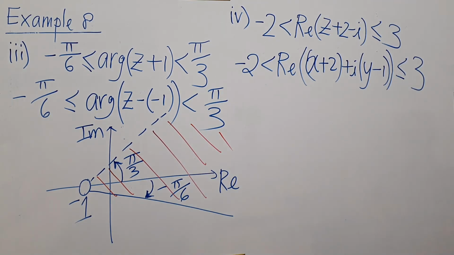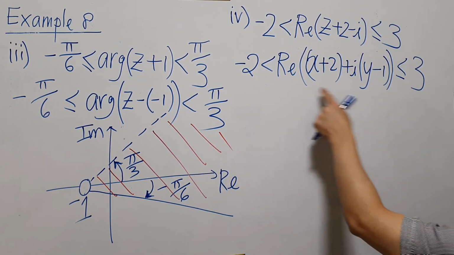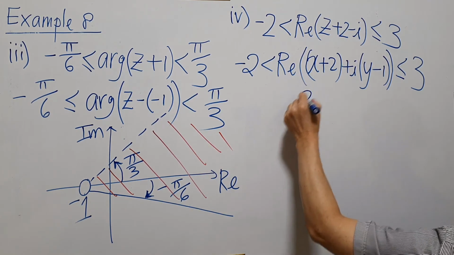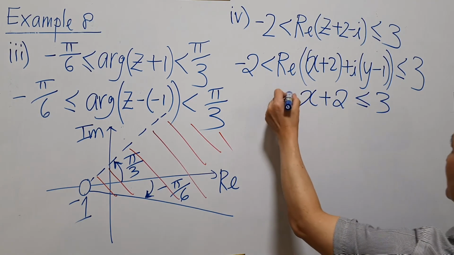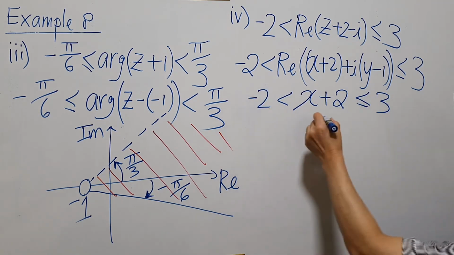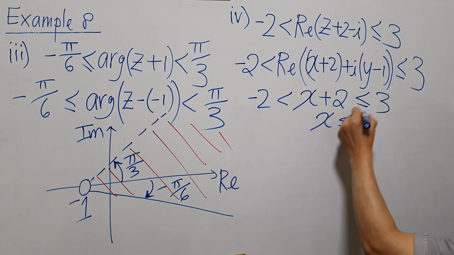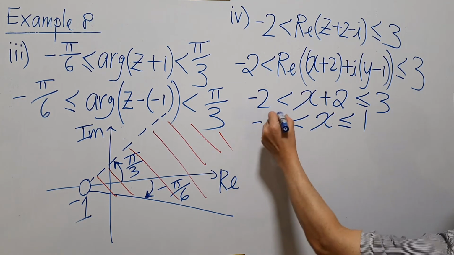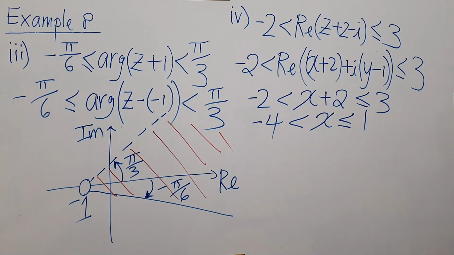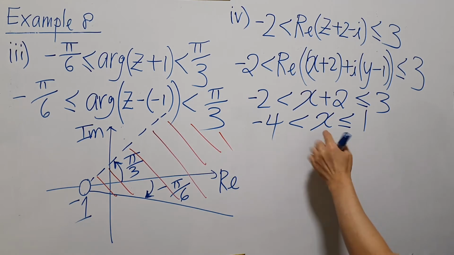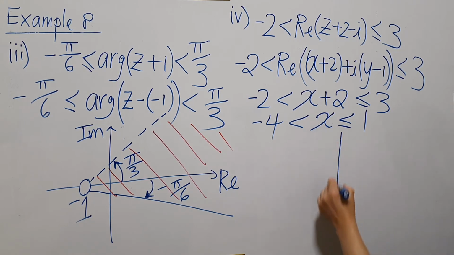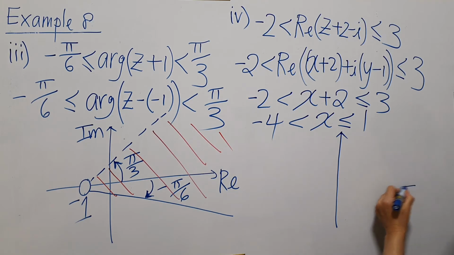Okay, so I've just re-expressed it by putting z as x plus iy, and this says the real part of this whole chunk is just x plus 2. So now it reduces to this inequality, and this is further reduced into just like that. So what does it mean? You want those regions where the real part, x represents the real part of a complex number z, where the real part is between minus 4 and 1.